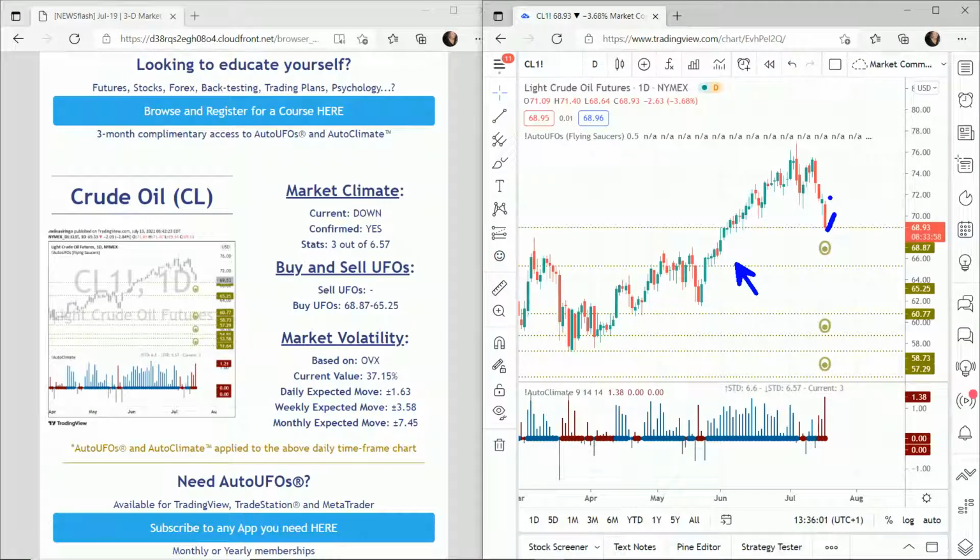At the moment, you've got sellers coming in from the climate and buyers coming in from that UFO. One of them will win. We're not sure which one at this point. So you'd have to wait and see, I think, as to what is likely to win that game.